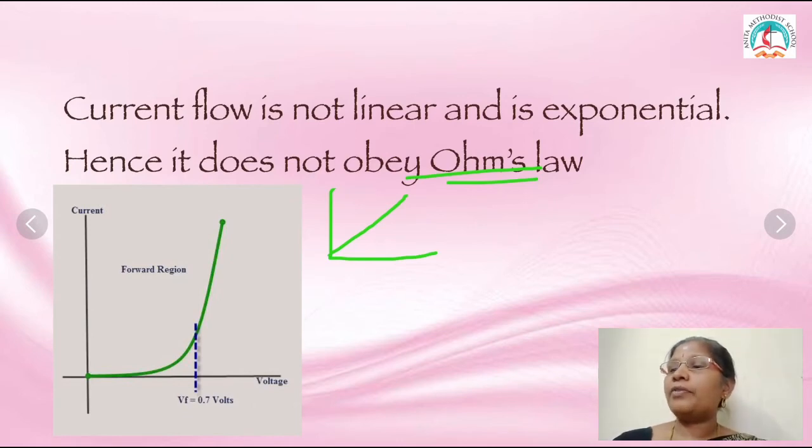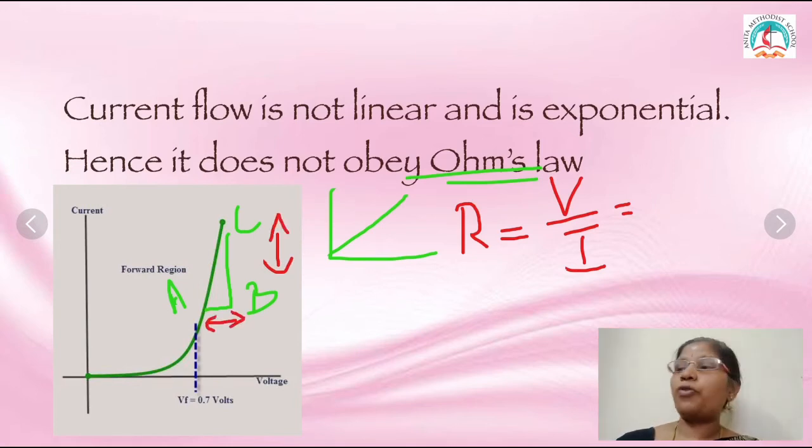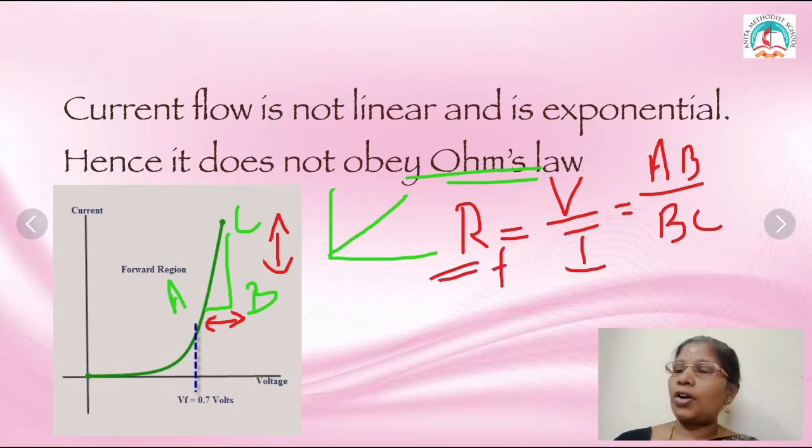Okay, from the slope you are calculating the value of forward resistance. Now I am taking this as A, this as B and this as C here. So I want the resistance value. You know the formula for resistance. Resistance equals voltage divided by current. The BC value gives the value of current. The AB value gives the value of voltage. So AB divided by BC gives the value of forward resistance, the RF value. So RF is calculated with the help of the slope here.